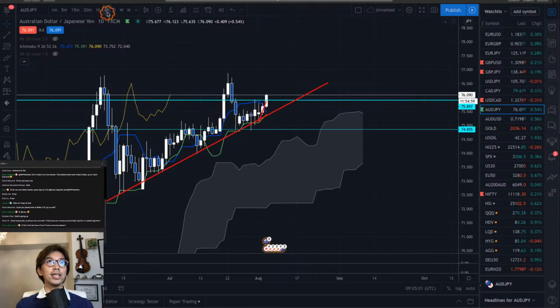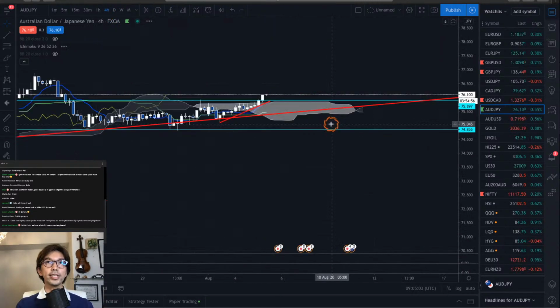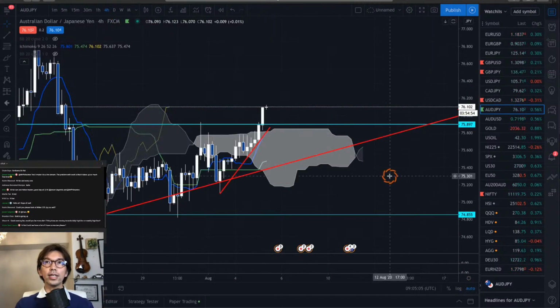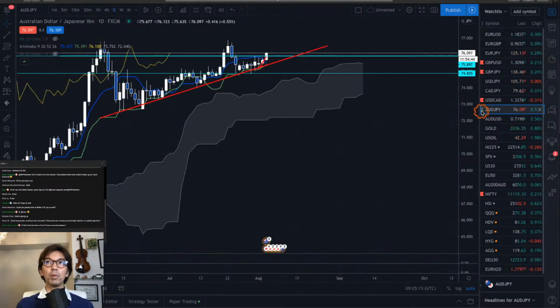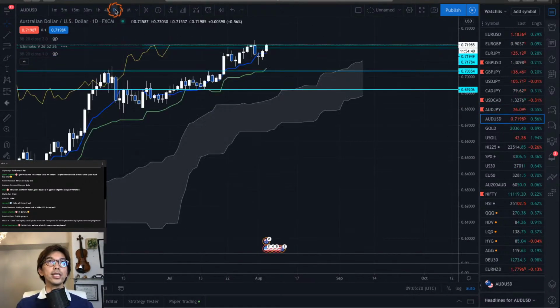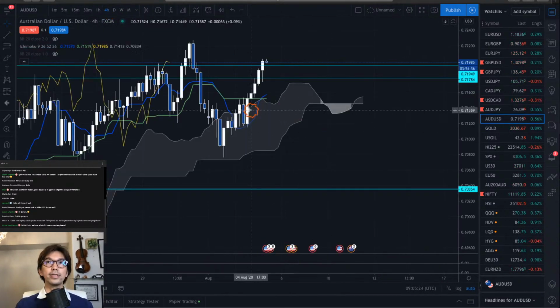So I take the daily, and let's look at the 4. In 4, the Kumo just twisted and flat. Kijun Sen up, but Kumo's flat. Right, just twisted. So I take the daily on this AUD JPY as the uptrend. And AUD USD, daily chart up beautifully. And 4, this is flat.